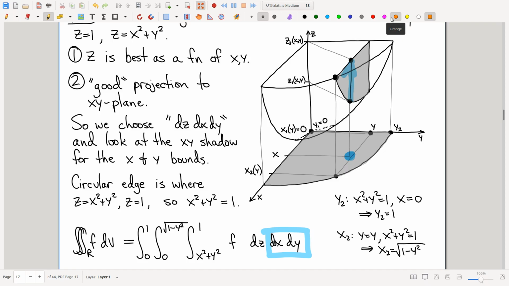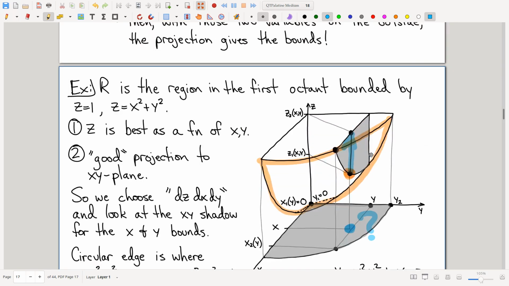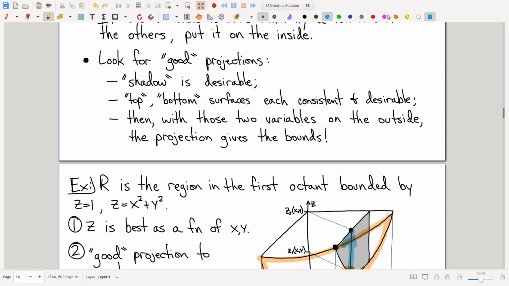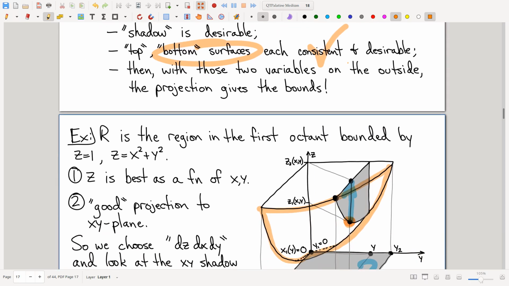How am I going to find this lower bound for z? What surface is it going to be on? And here's the good news. It's always on this same surface. No matter which x and y we're looking at, the lower bound for z is always on the same surface. So I'm going to come back up to here and point out that the bottom surface is consistent. It's always the same bottom surface, and it's not algebraically undesirable.